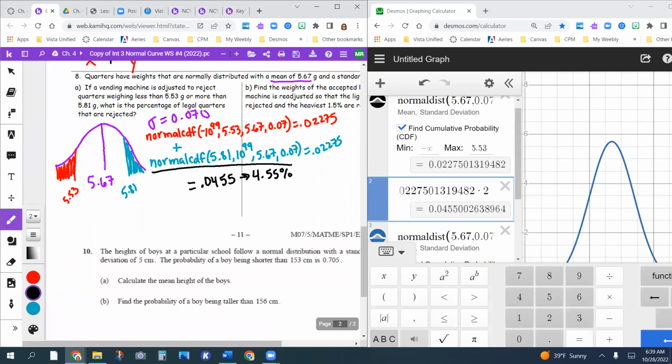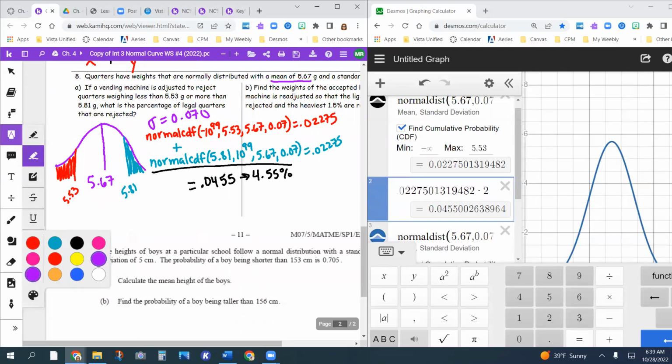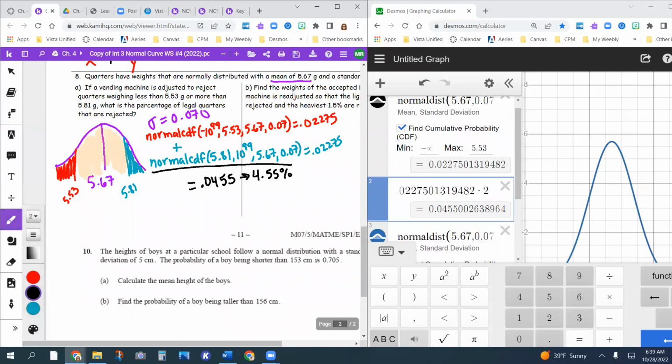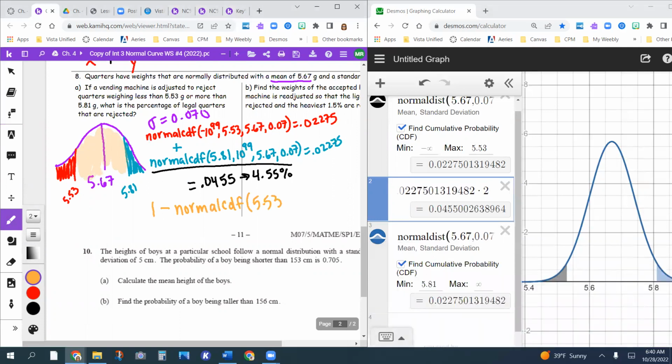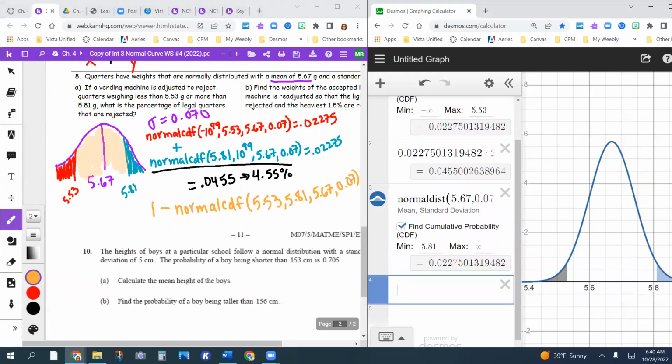Another way I could have done that is I could have found this area here, okay, this area here, which is what I didn't want, and take it away from 1. So I could have also done it that way, where I'm basically going to take 1 minus whatever I get from my normal CDF, going from 5.53 to 5.81 with a mean of 5.67 and a standard deviation of 0.07.